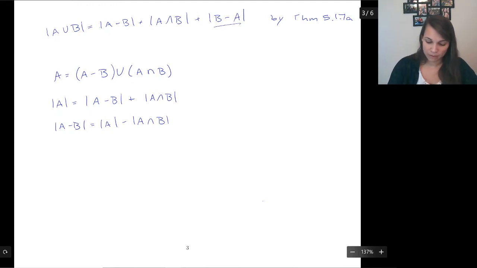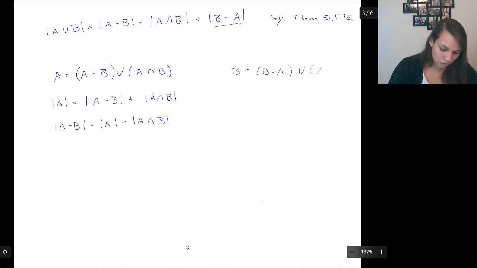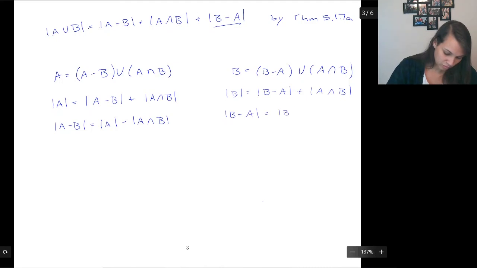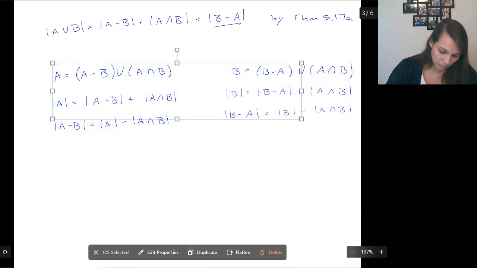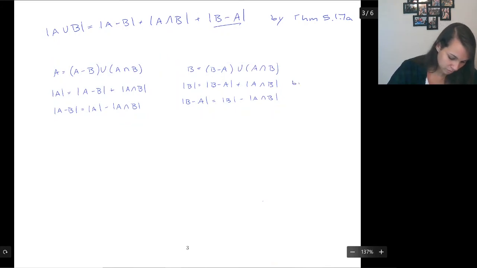Now we're going to do the same thing for B minus A. So we could say that B is equal to B minus A union with the intersection. So this is B minus A, and then the intersection. Again, disjoint sets. We get to make use of our theorem. And then we're going to solve this for B minus A. Okay, and then I'm going to make room for myself to cite the theorem because I'm proper like that. There we go.